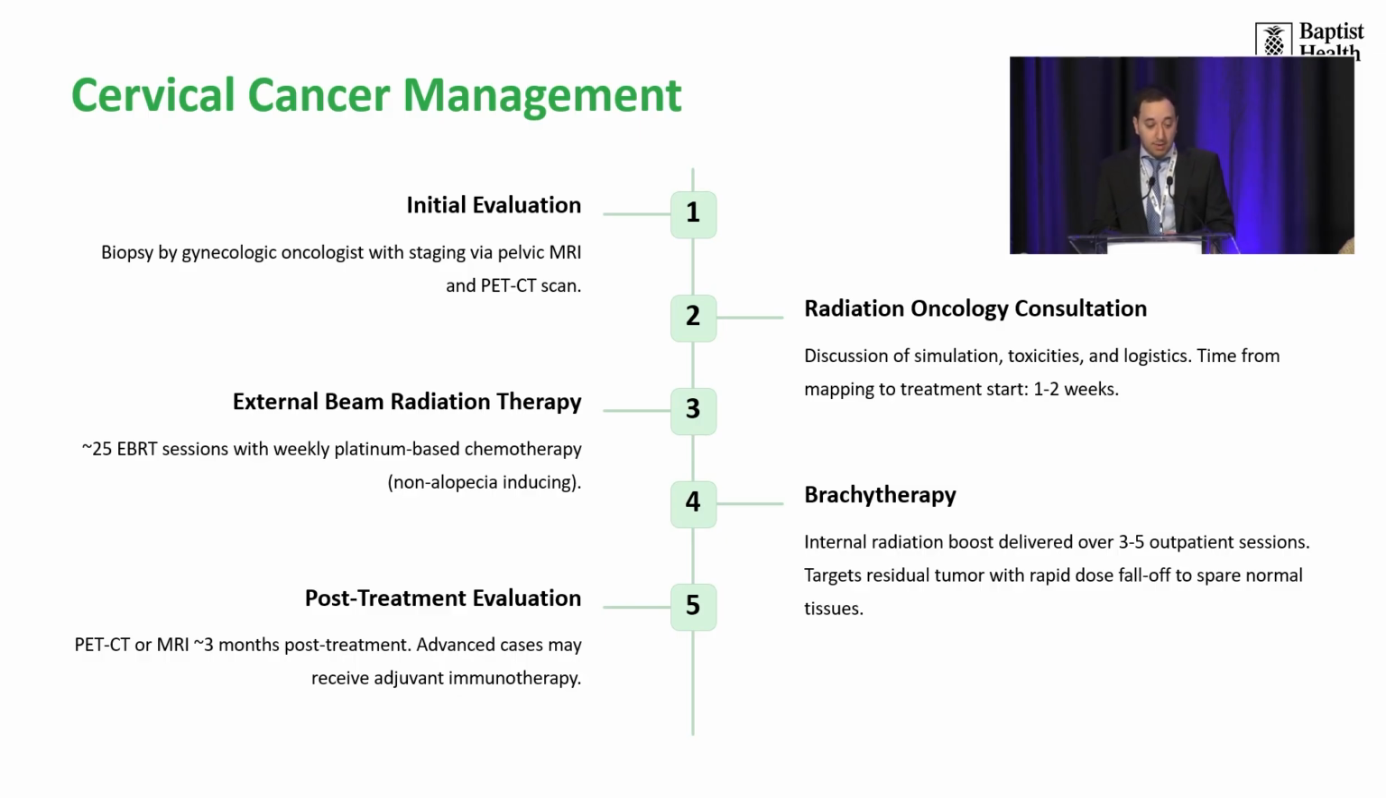People then meet a radiation doctor to discuss how we basically plan the radiation. Everyone has different anatomy, and we need to take that into account and deliver a personalized radiation plan. We talk about side effects and logistics. It takes 1 to 2 weeks to create the radiation plan after the first evaluation.